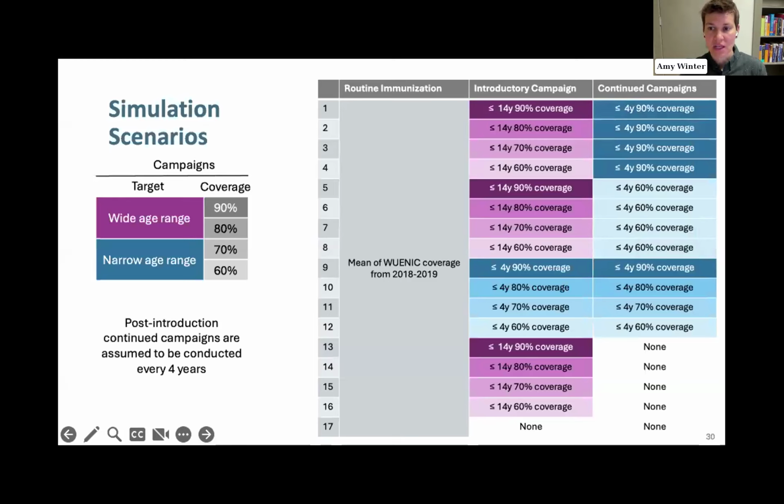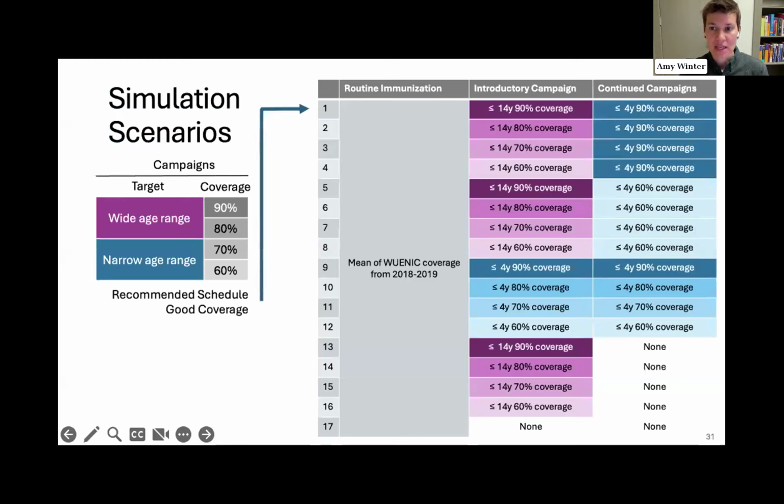Then we have continued campaigns after introduction that are all assumed to be narrow age range follow-up conducted every 4 years. And this is meant to be consistent with the current measles SIAs that would be conducted now with MR following introduction. Next slide. So we can take a look at the layout of all of these 17 vaccine scenarios and how they're related to one another.